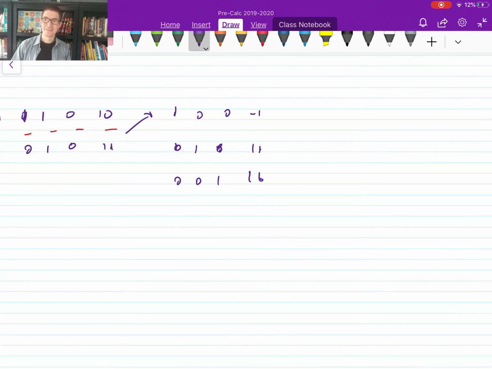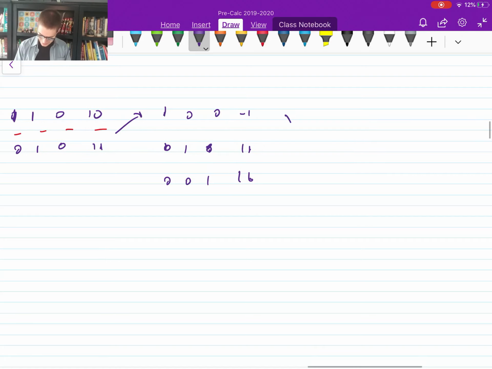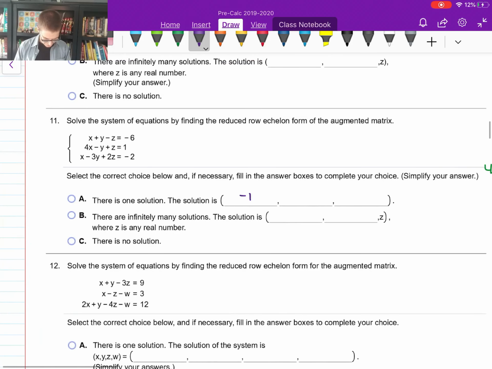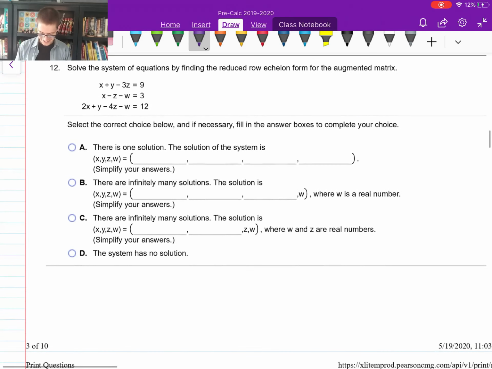So our answers then are x equals negative 1, y equals 11, and z equals 16. So the answer we put in there is negative 1, 11, and 16. And that's our answer. Great. I'm relieved we did that one correctly.